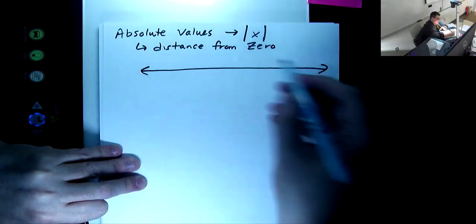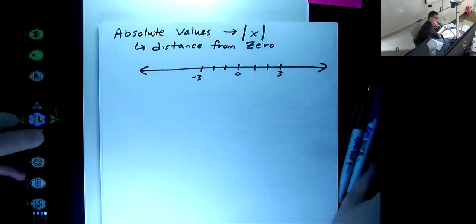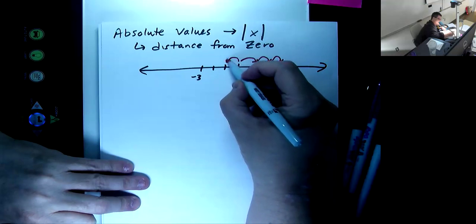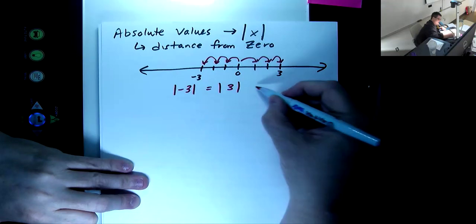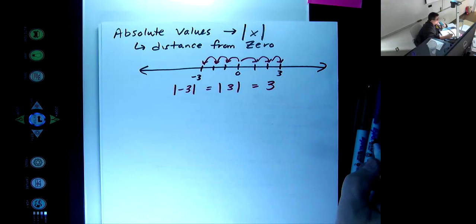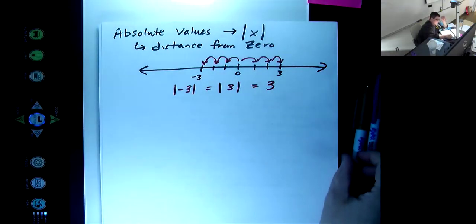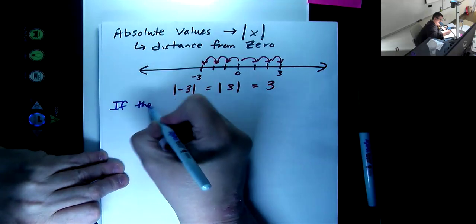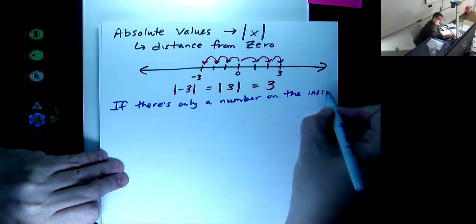So if I go to +3, it takes 3 steps. Or if I go to -3, it takes 3 steps. The absolute value of -3 is the same thing as the absolute value of +3, which is just 3. So what this kind of boils down to is if there's only a number on the inside, make it positive.